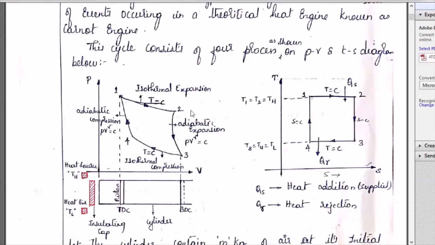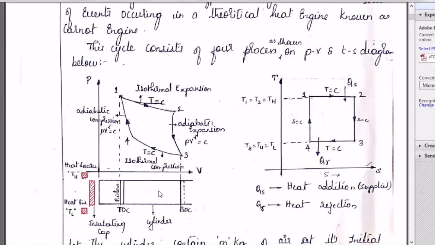That's why 1 to 2 is isothermal expansion, where heat transfers from the heat source to the air at constant temperature, without any change in its temperature. So that process is called isothermal expansion. Now, because the insulating cap is kept near the cylinder, the further process is under adiabatic condition. So the next process is adiabatic expansion.